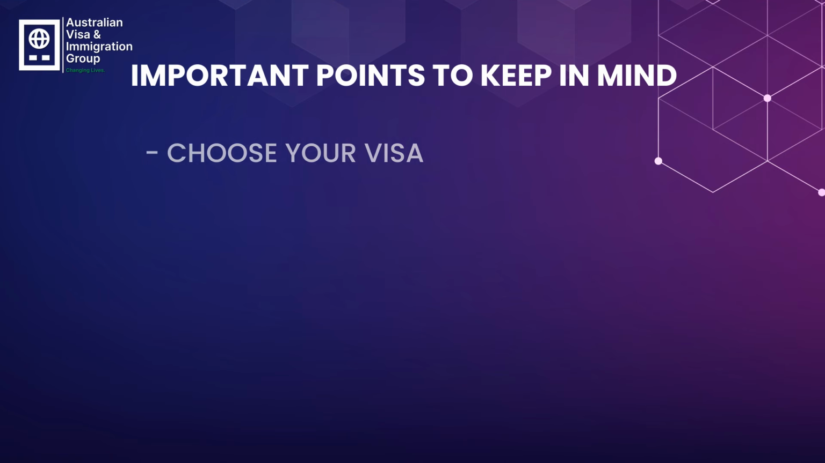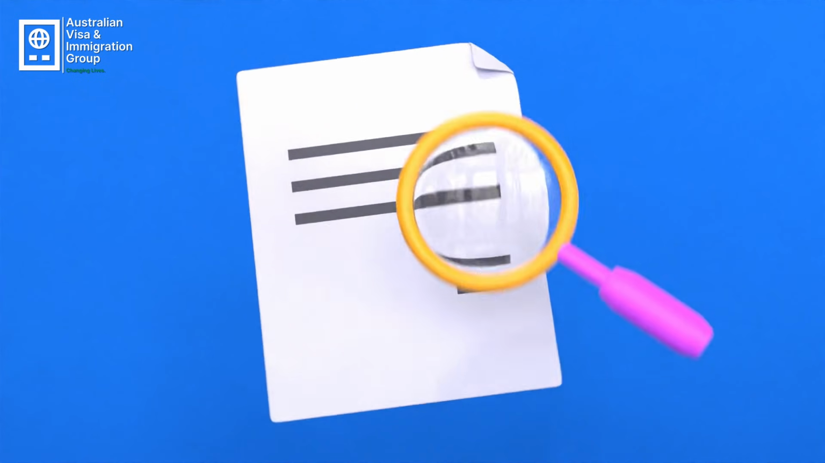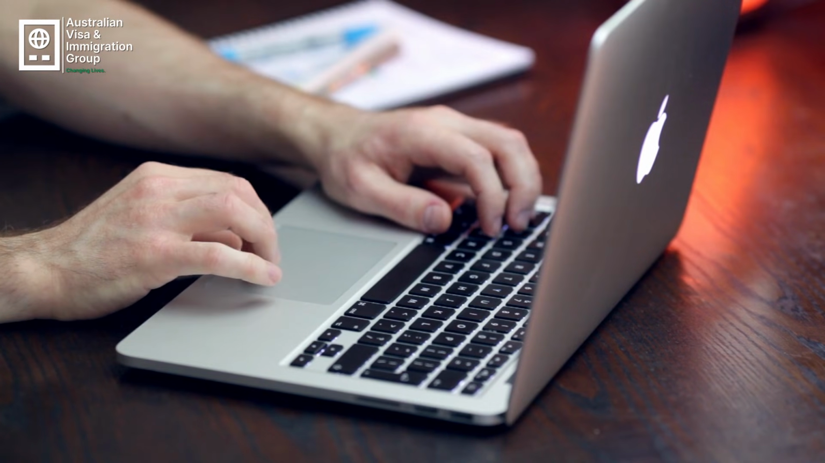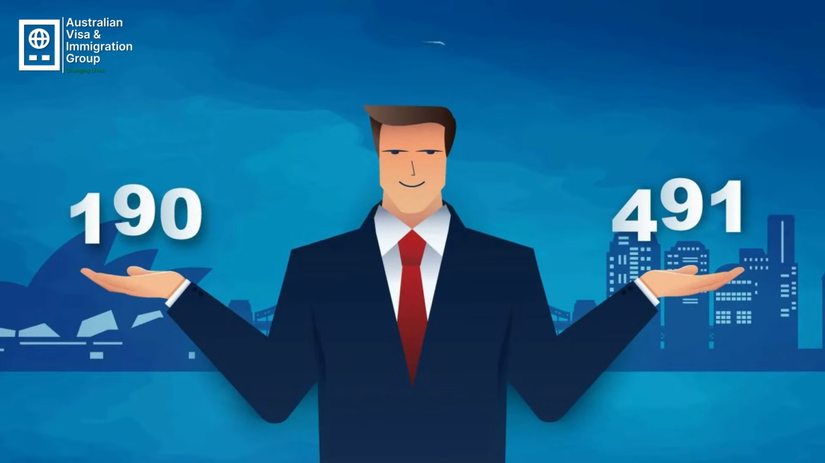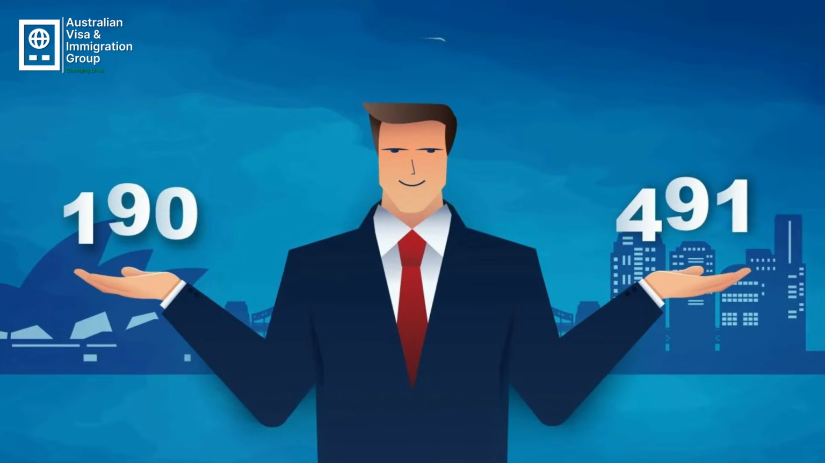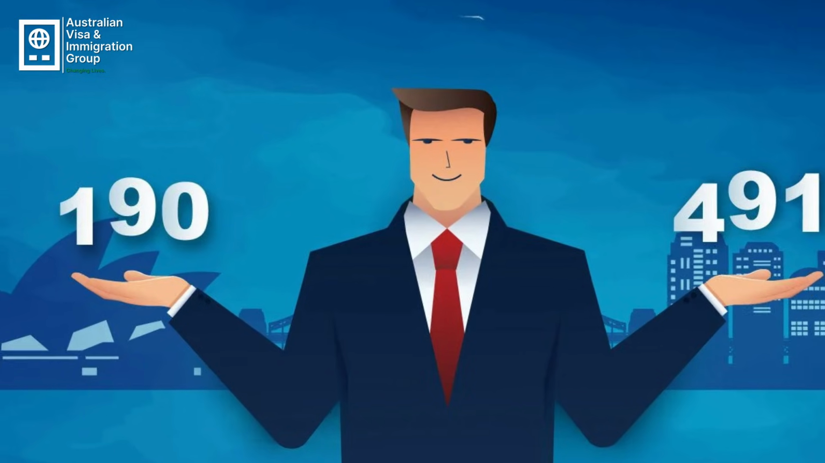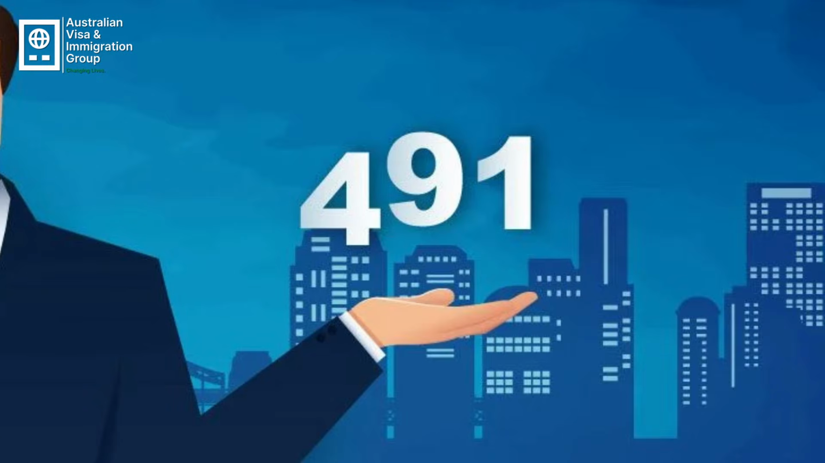A few important points to keep in mind. Choose your visa. Select either the 190 or 491 application stream. Nomination category selection. When filling out your ROI, carefully choose the nomination category, either subclass 190 or subclass 491, based on your eligibility and preferences. Understand the key differences between the two visa subclasses to make an informed decision.